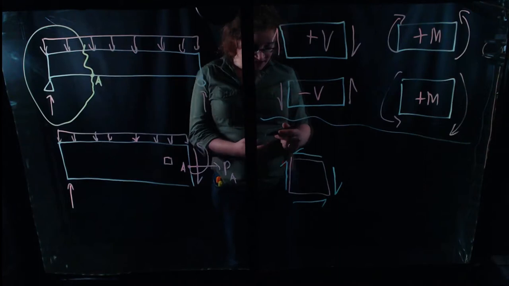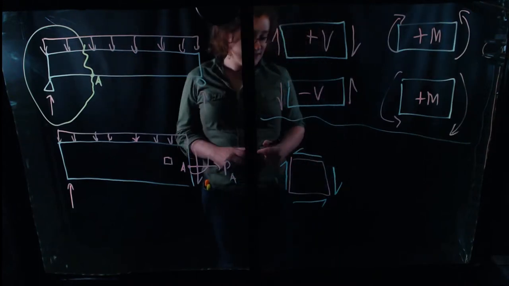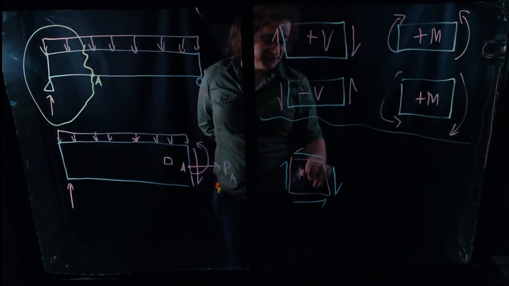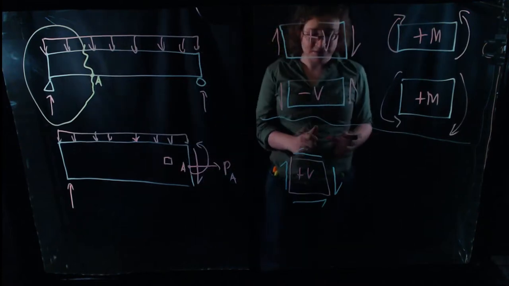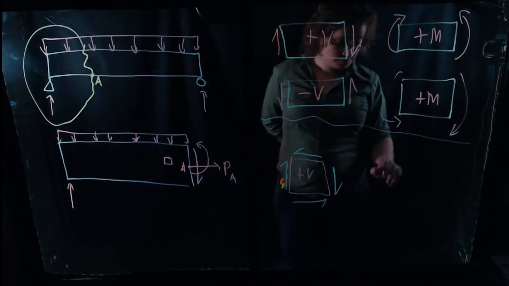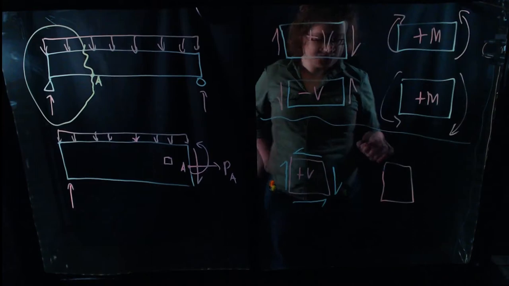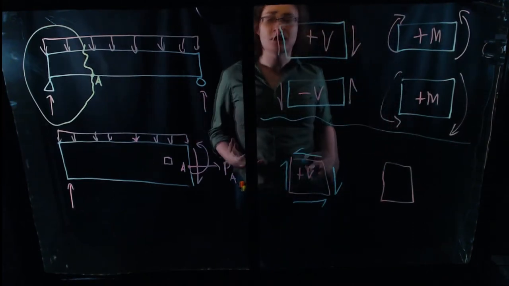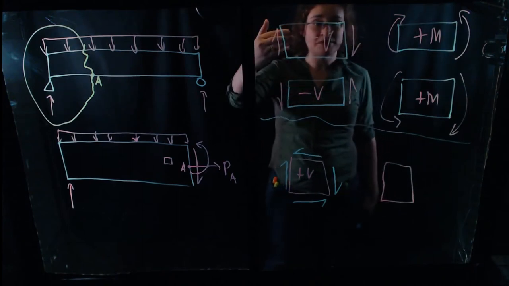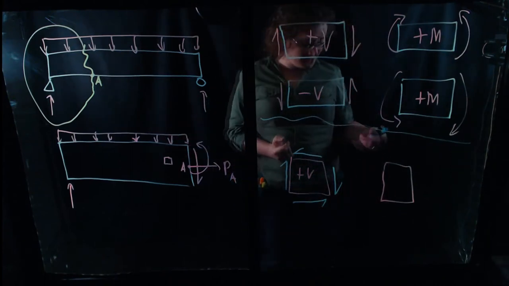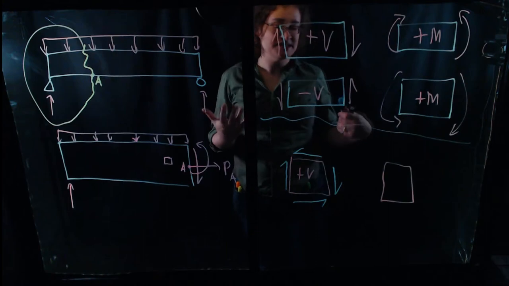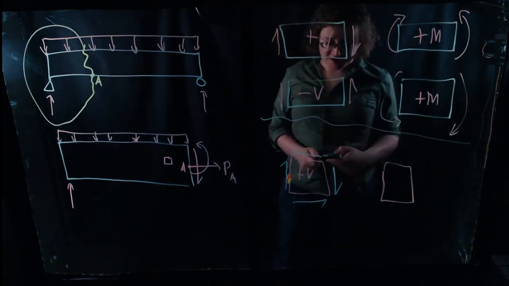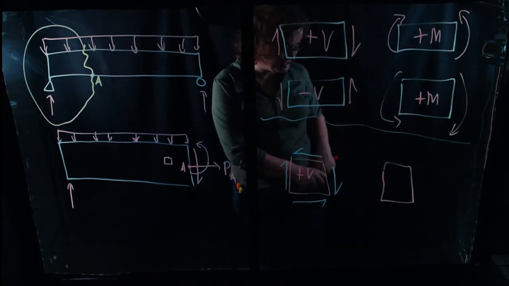So from the perspective of a small differential element, this in turn is positive shear, while the opposite would be negative shear. Again, just in terms of convention, it is entirely arbitrary whether we call this positive shear or this positive shear. But when discussing shear and moment, we have to define something as positive, and this is the sign convention that is commonly used and we'll be using in this course.